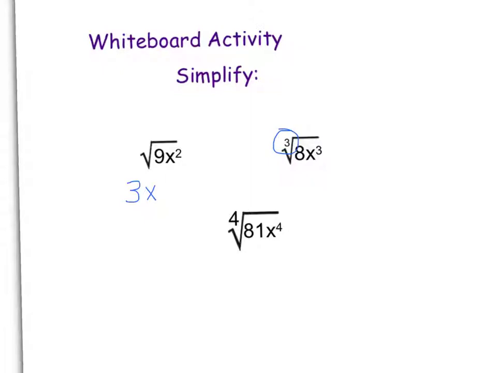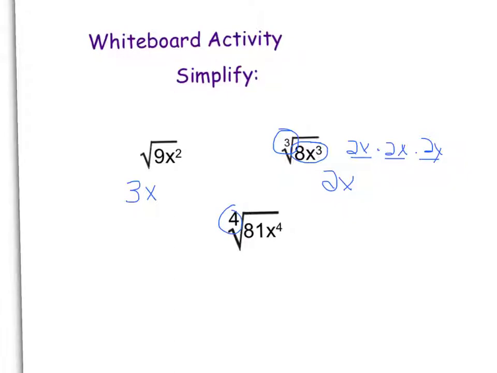This means you are trying to find the cube root. What times what times what gives you whatever the radical is. Well, 2 times 2 times 2 is 8, and x times x times x is x to the third. So the cube root of 8x to the third is 2x.